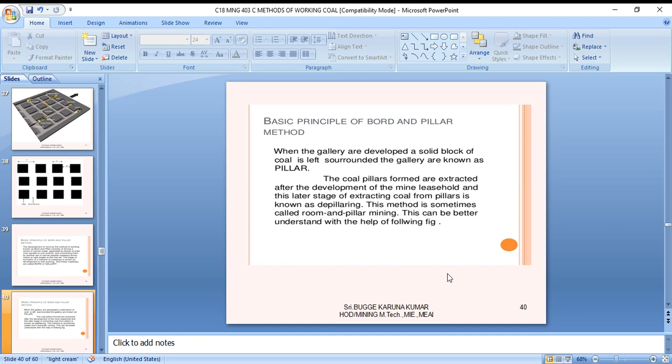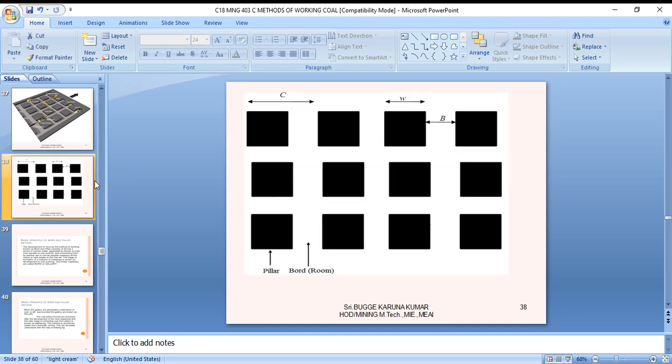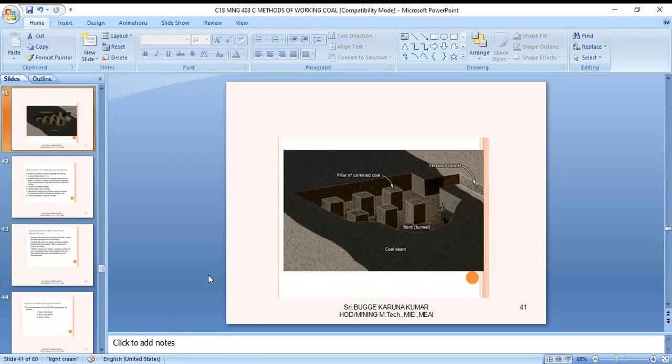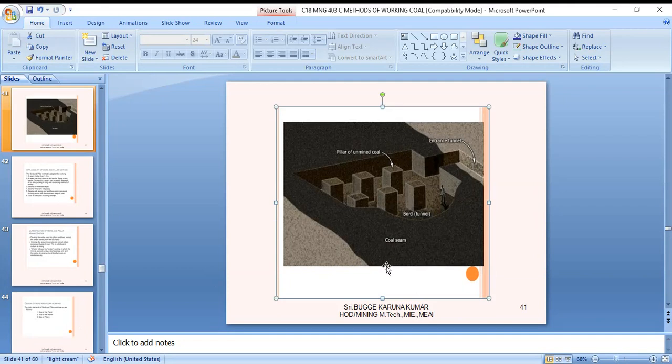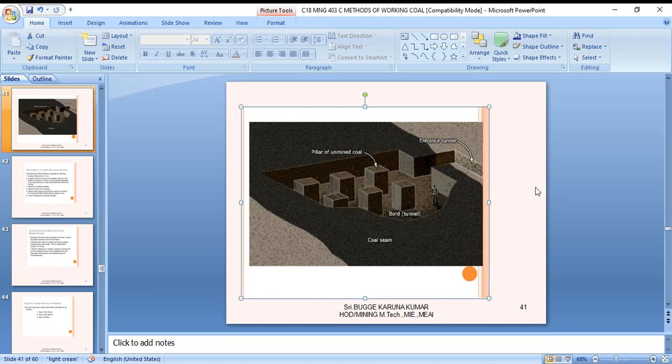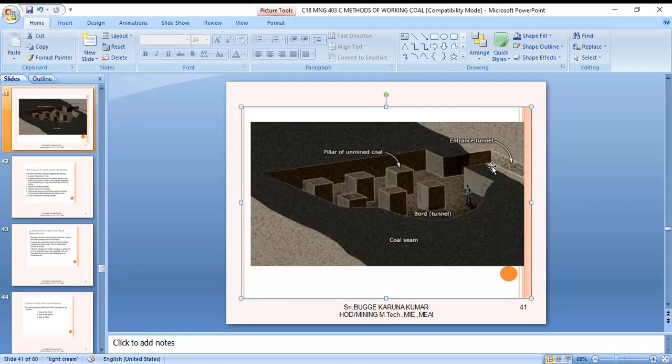This can be better understood with the help of the following figure that is shown here. And also this is another sketch, the sectional view, the top section. When seeing the top view, the pillars appear in such a way. The entrance of the mine is shown here. This is a gallery, and these are the pillars. So we are extracting this area, and moving around this one. This is a conceptual area, coal seams.